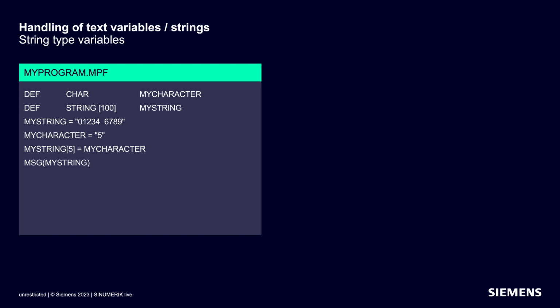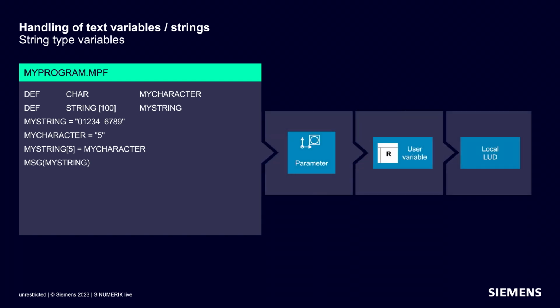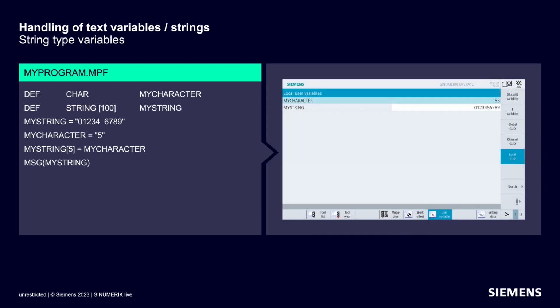But let's take another look at the two local user variables. During the CNC program runtime, they're located in the parameters operating area in the user variable screen, local LUD. Here, the myCharacter variable now shows 53. But why? Quite simply, that's because 53 is the ASCII value of the digit 5. And in the myString variable, the previous gap is now filled with the digit 5.